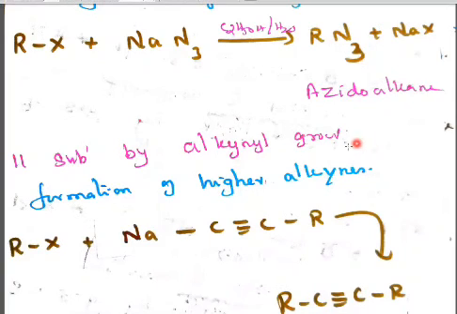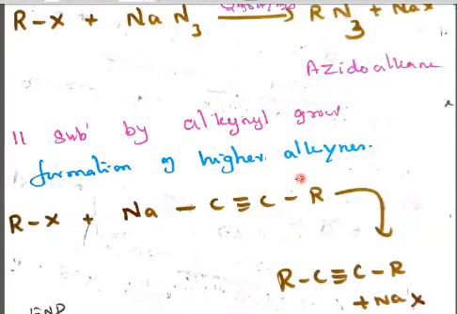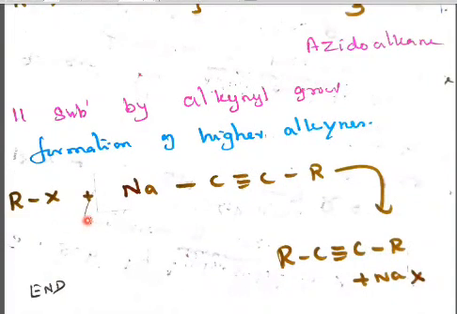Substitution of the alkynyl group. Alkynyl means triple bond compounds. So higher alkynes can be obtained. RX plus sodium alkynide, Na-C triple bond C-R. Here NaBr or NaX is replaced. R will be getting inside, so we get higher hydrocarbons. So it is called higher alkynes can be prepared.